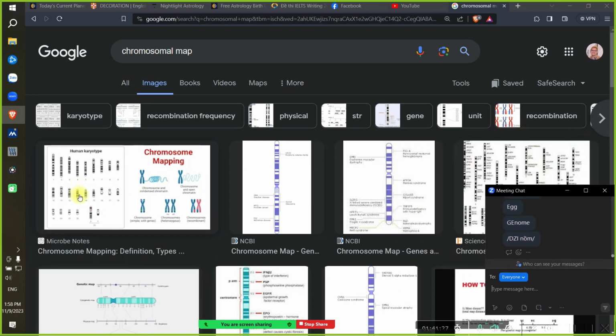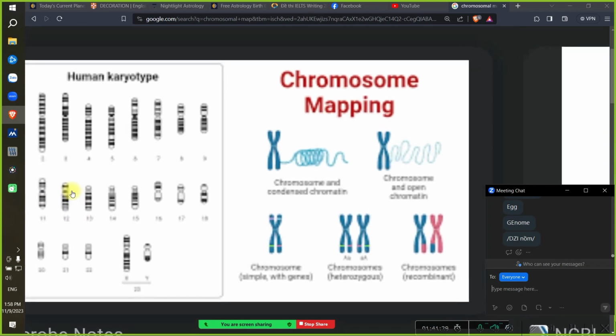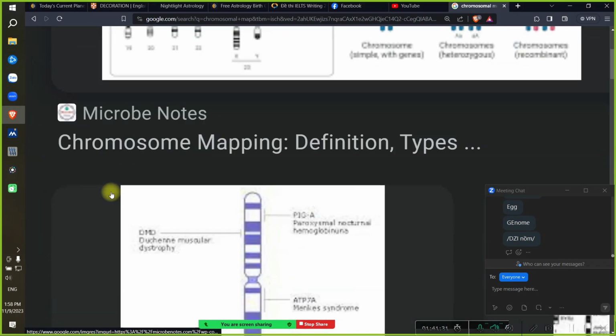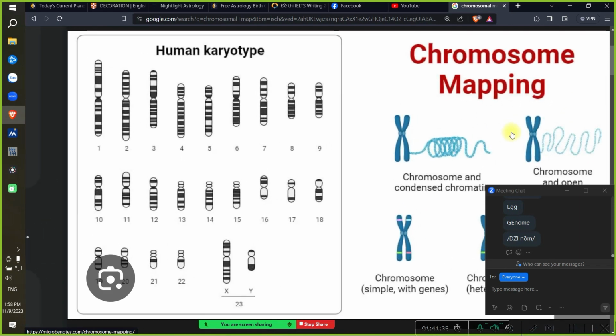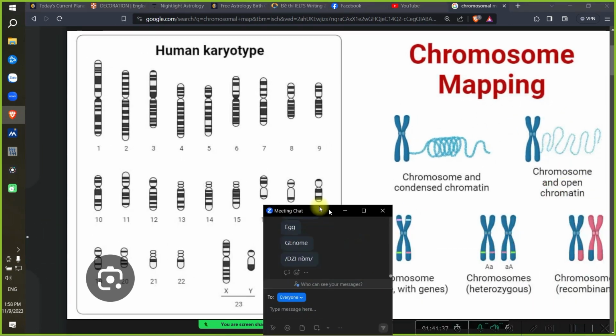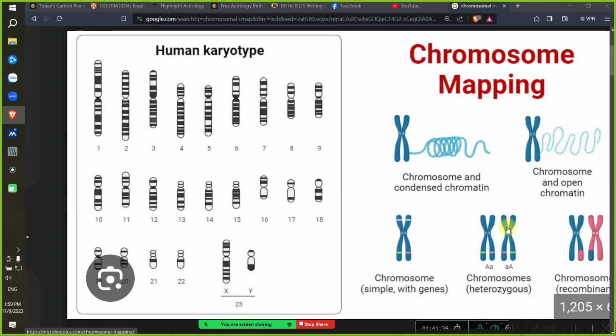You can see here. Can I have HD, please? There you go. This is a chromosome map you're talking about. Can you talk something about it? Can you say something about it?